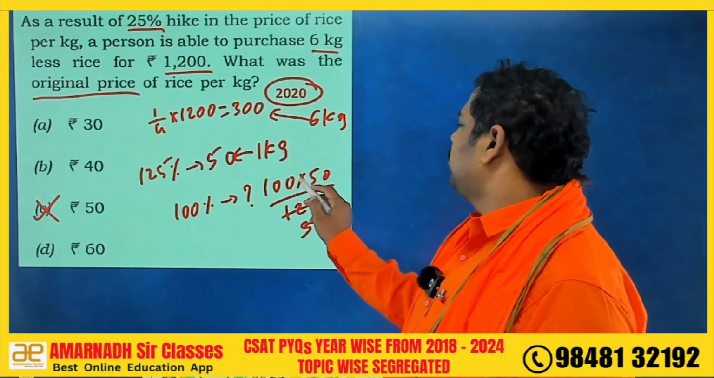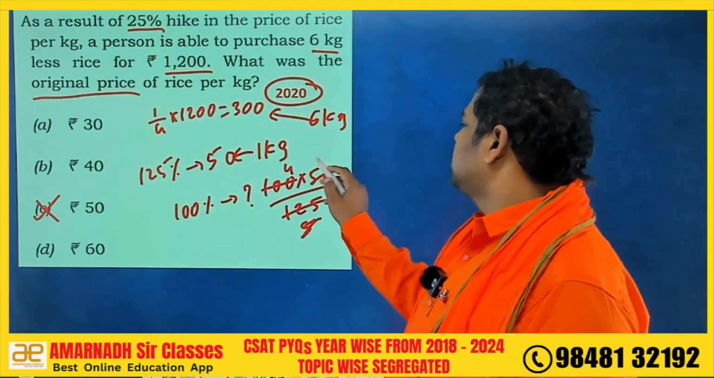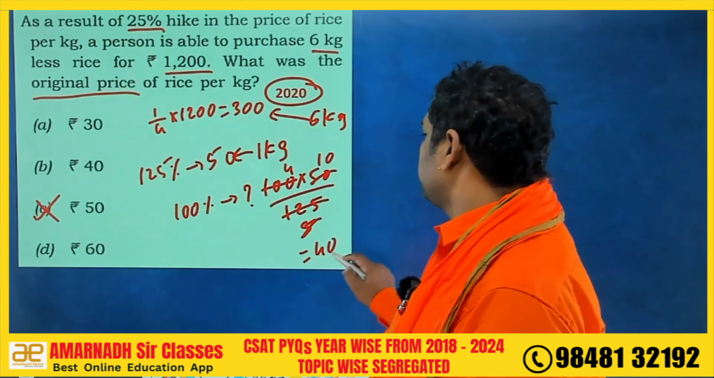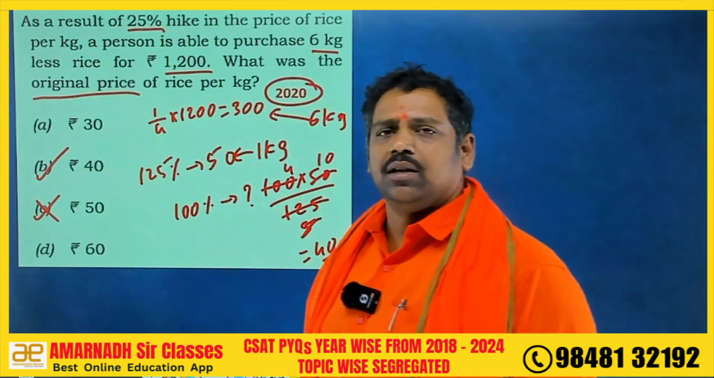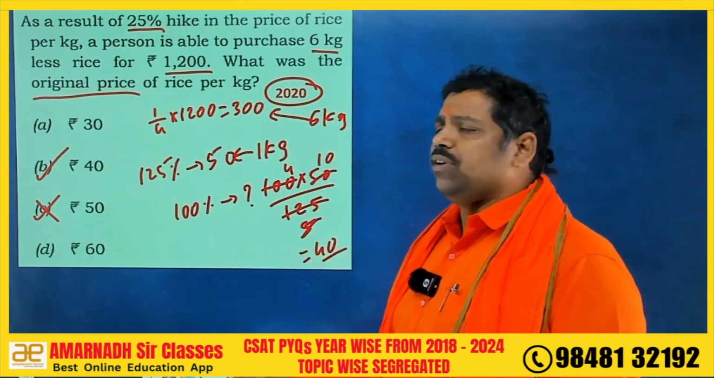25 fives, 25 fours. 5 ones, 5 tens. 4 into 10 is how much? 40. So which option is the answer? B is the answer. This is a question given in 2020. A simple question.